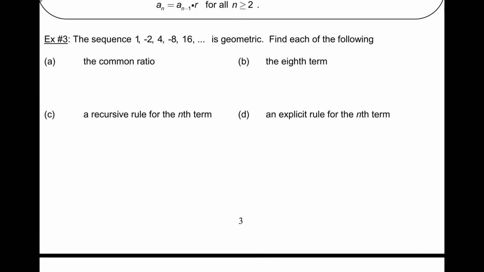Alright, the sequence 1, -2, 4, -8, 16 is geometric. Find the following. A, the common ratio. What are we multiplying every time? Yes. So the common ratio is my r, so r is equal to -2.